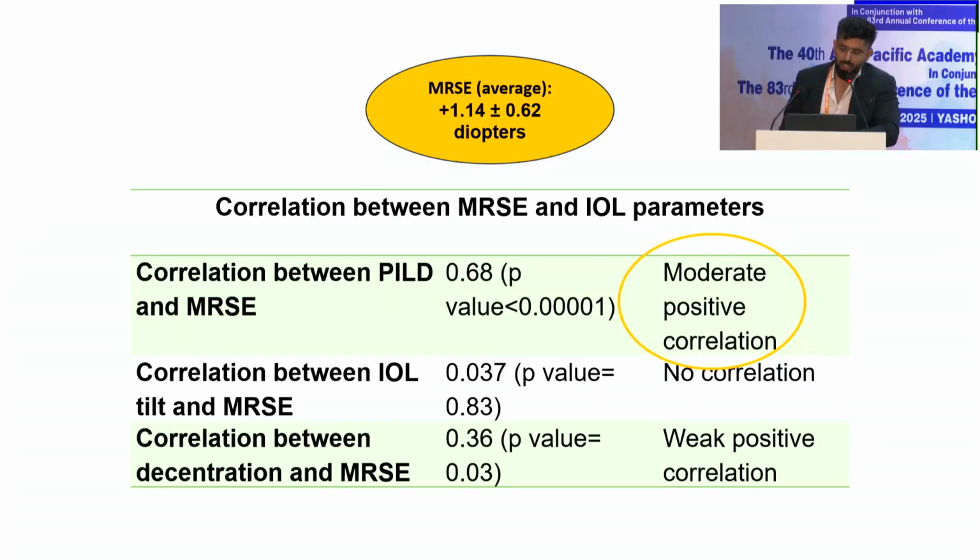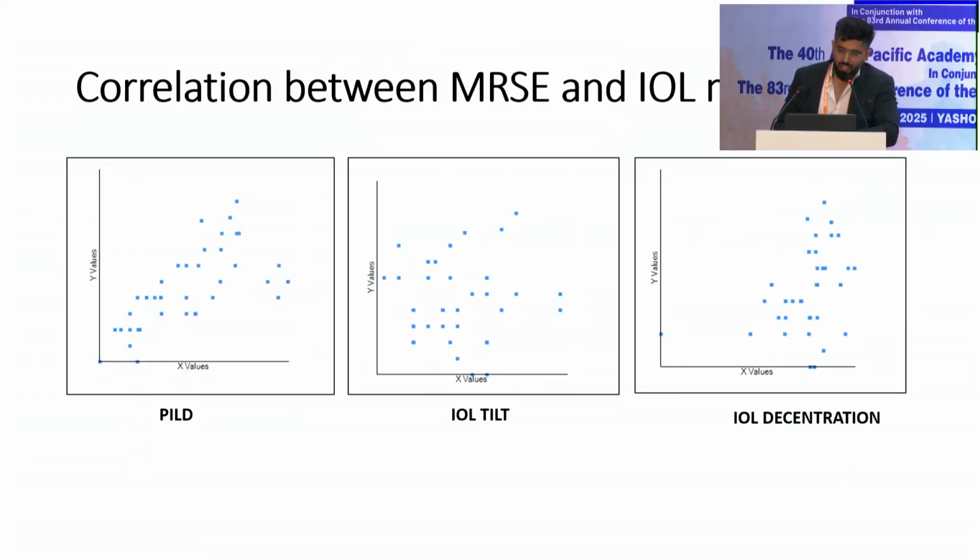And when we tried to correlate them with the IOL parameters, we found that there was a positive correlation with the posterior IOL to iris distance, whereas there was no correlation with the IOL tilt as well as the IOL decentration. These are the graphs for the correlation.